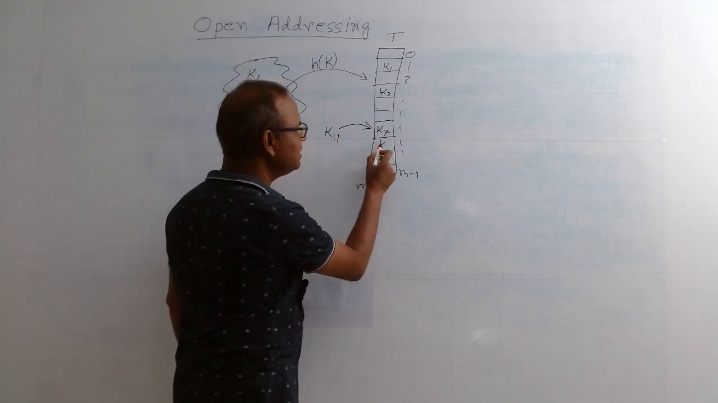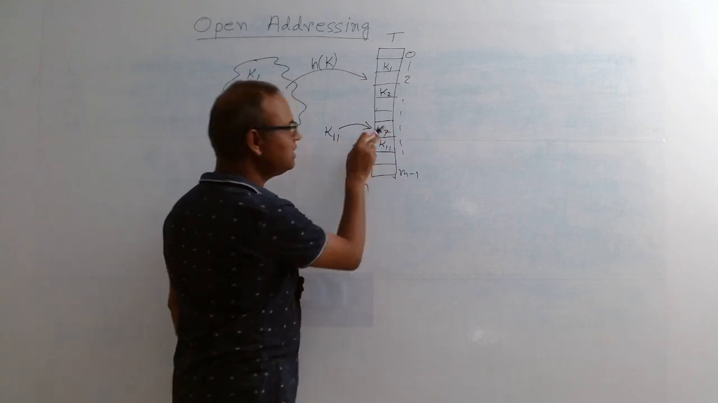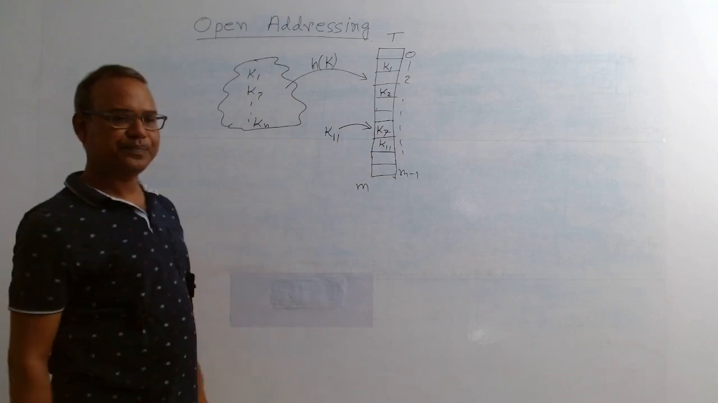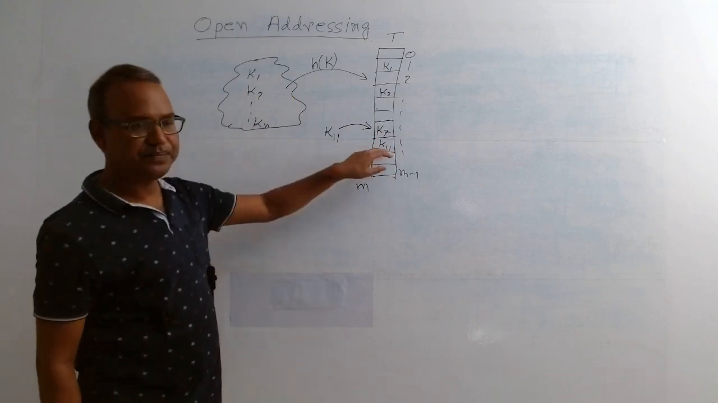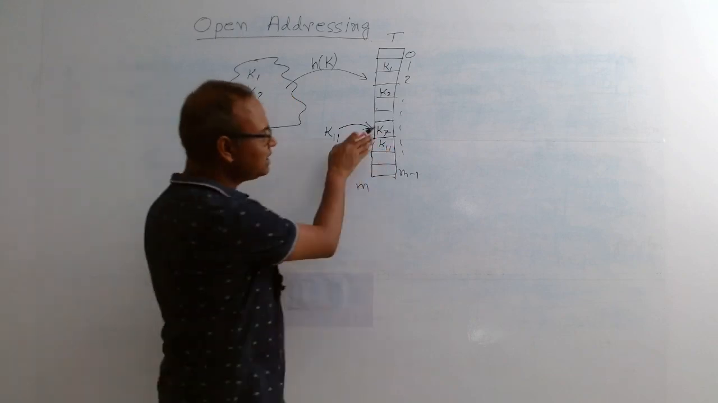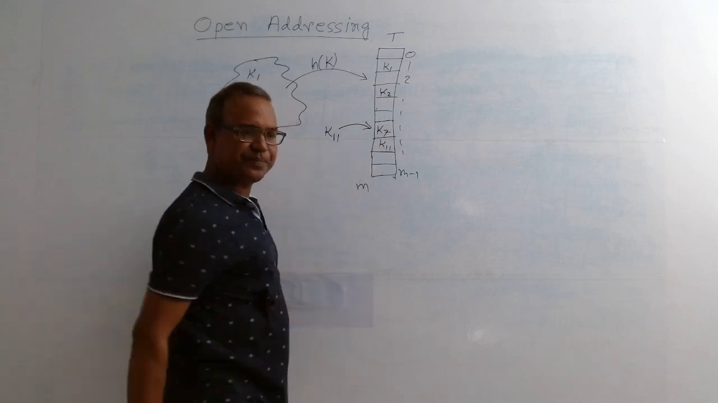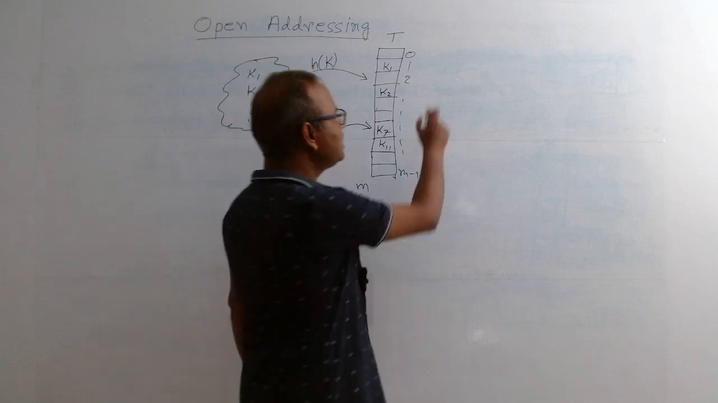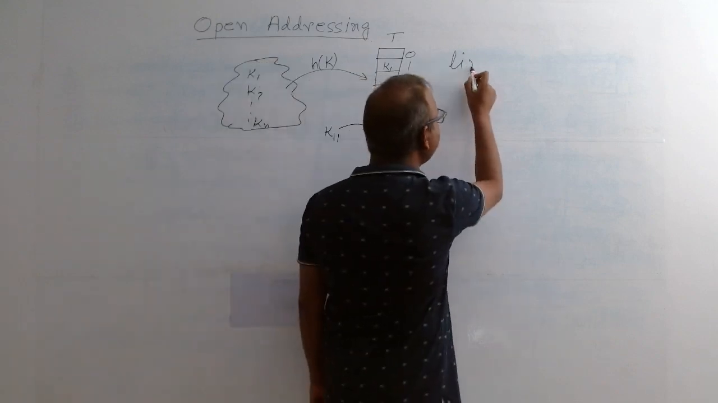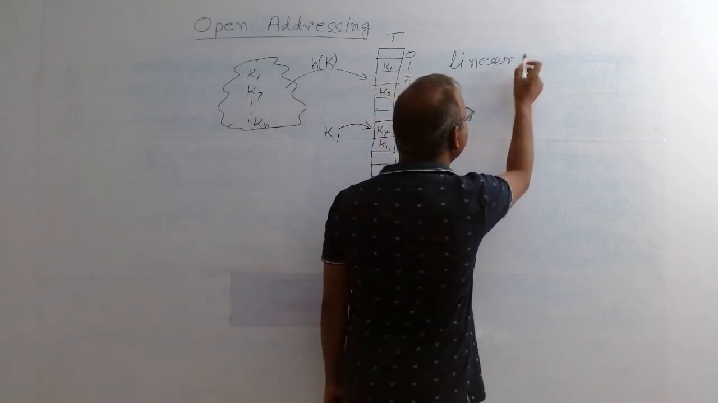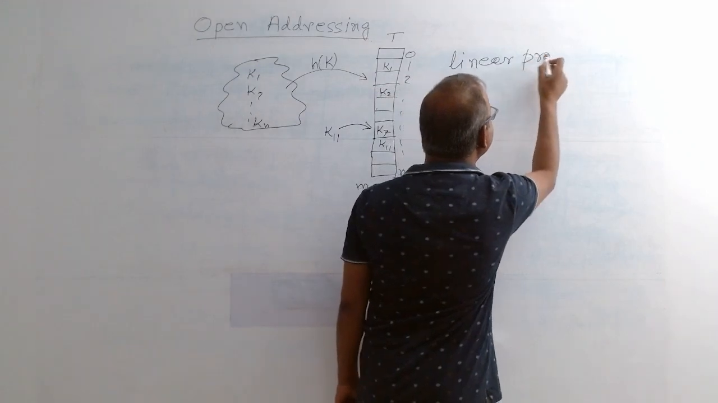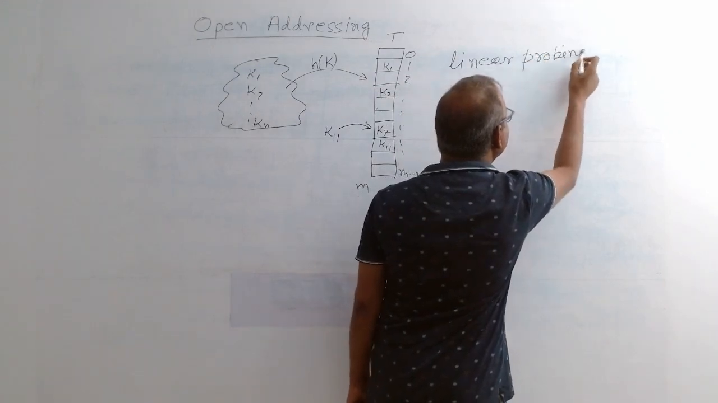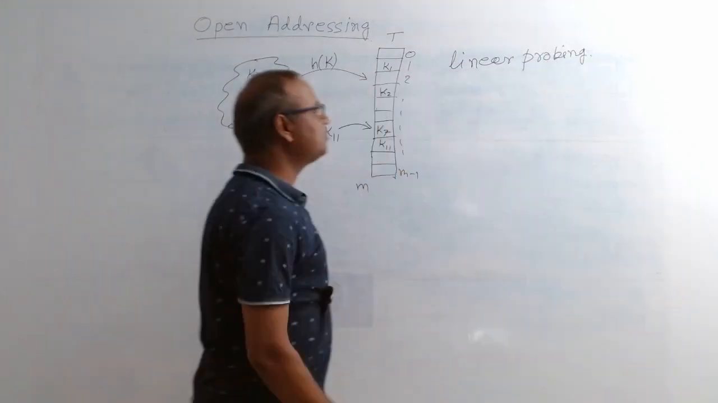So what we will do, we will insert the element. Let's say K11 can be inserted in the next location, if it is empty. If it is not empty, then we will go to the next location. So that is actually called linear probing.